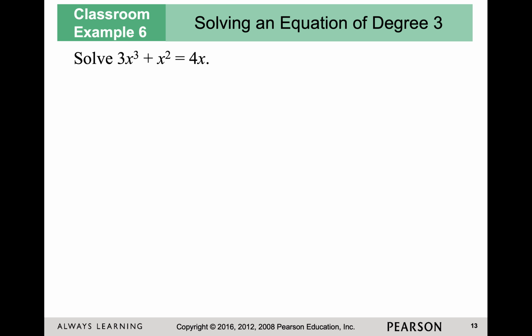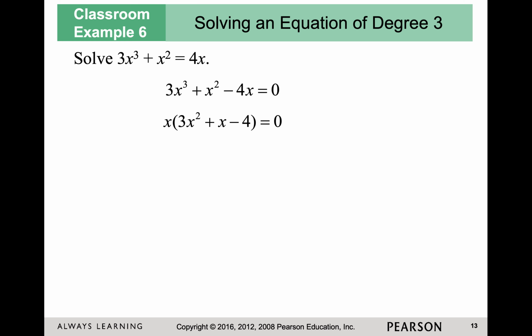Here, I need to get it in standard form. That 4x being on the right is causing a problem for me. So I'm going to subtract 4x from both sides. Then I'm going to make sure it's written in ascending order. Now, if you notice, every term has an x in common, so I could start by factoring that x out.